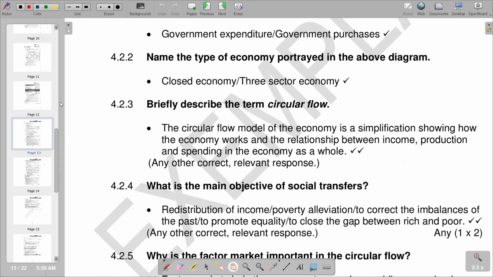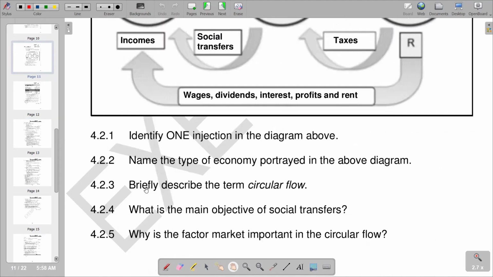Then we go to the next question, which reads what are the main objectives of social transfers? And obviously, whenever we have social transfers, we've got a redistribution of income, whereby income is transferred from the rich to the poor. So this is what we have on that part.